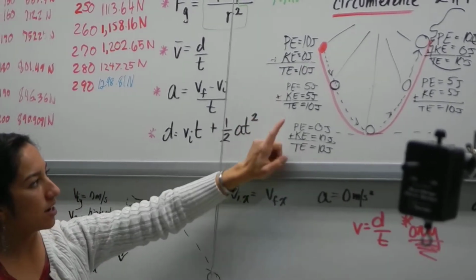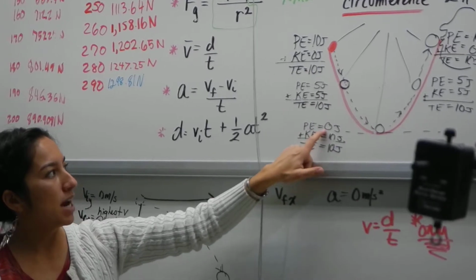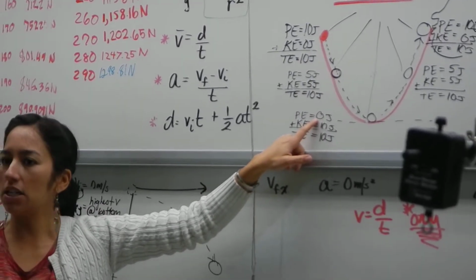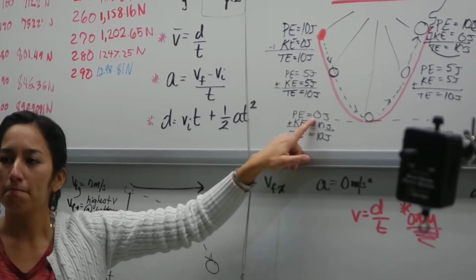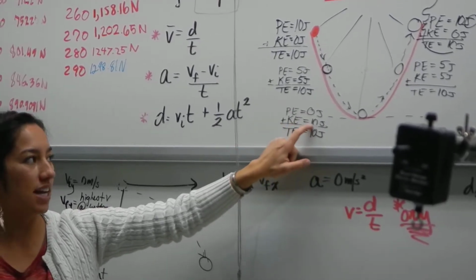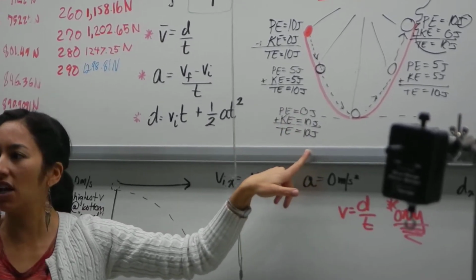So let's look at it now here. At the very bottom, what happened to the potential energy? It's gone. Did it disappear? No. Where did it go? To kinetic energy. Notice the total system is still 10.